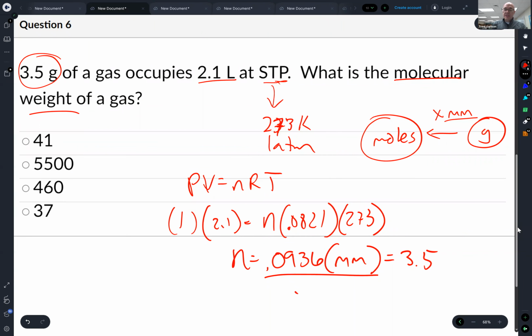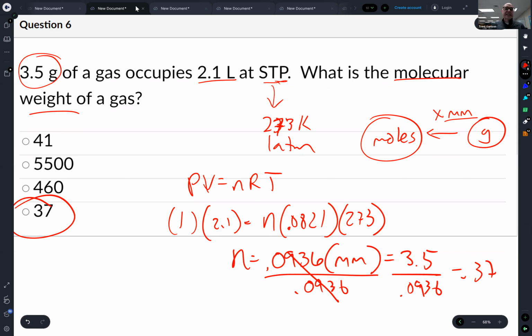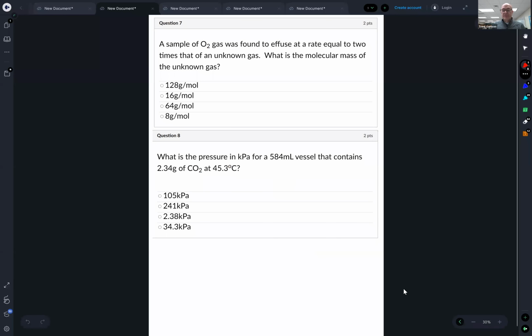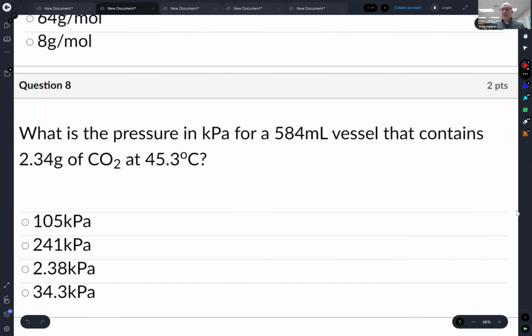So I got to get this all by itself. And that will give me the molar mass. 3.5 divided by 0.0936 gives me 37 roughly. That's the answer. All right, number 6 is done. Number 7 now. So let's jump into this. Number 7.